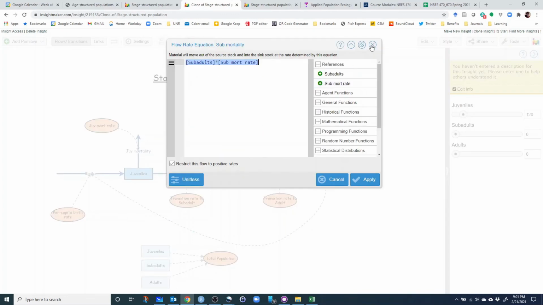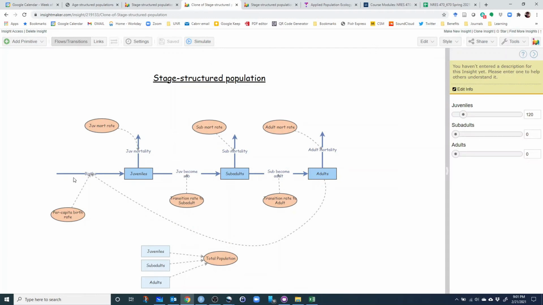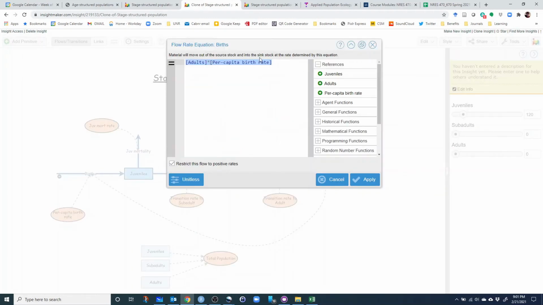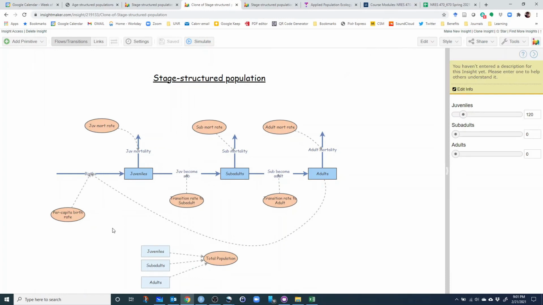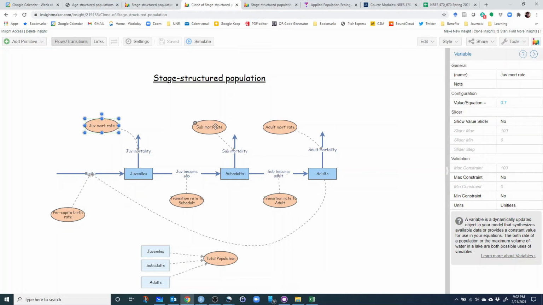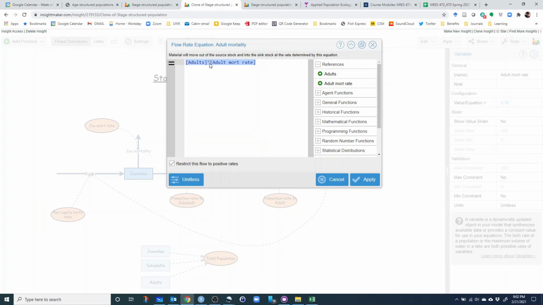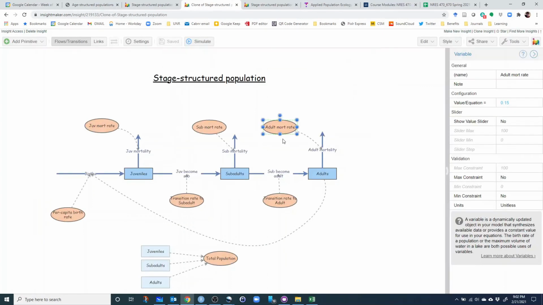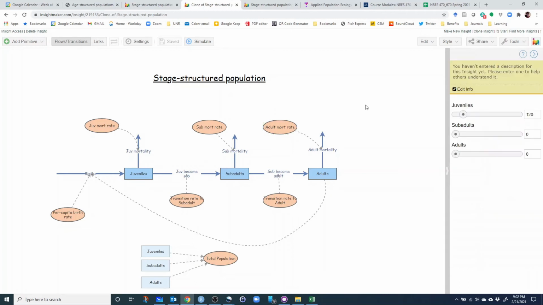And so you'll see the difference. So let's see, we have births. Only adults in this model can produce offspring. So only the adults are connected to the births flow, and we have a mortality rate associated with juveniles, subadults, and adults. And we can compute the mortality just by taking the total in the stock times the per capita rate. So everything should make some sense here. Make sure that the model makes sense to you before you go on.